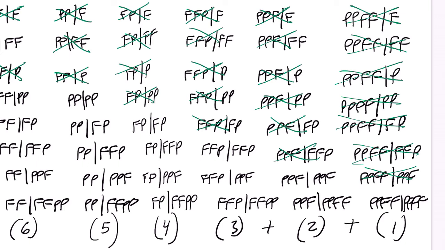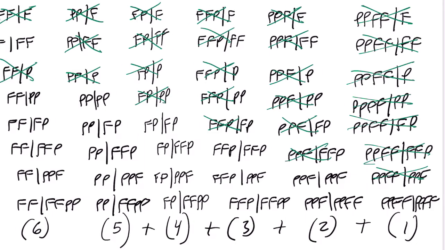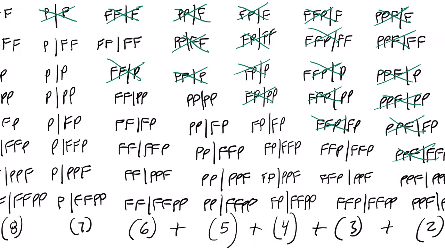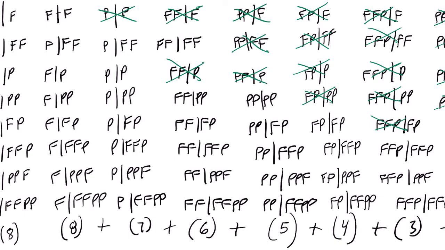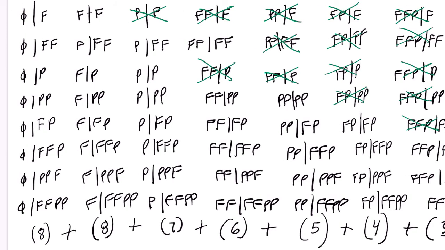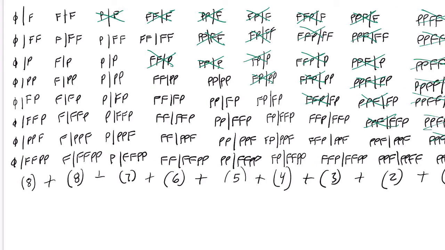1 plus 2 is 3, plus 3 is 6, plus 4 is 10, plus 5 is 15, plus 6 is 21, plus 7 is 28, plus 8 is 36, plus 8 again is 44. So this system is pretty good.